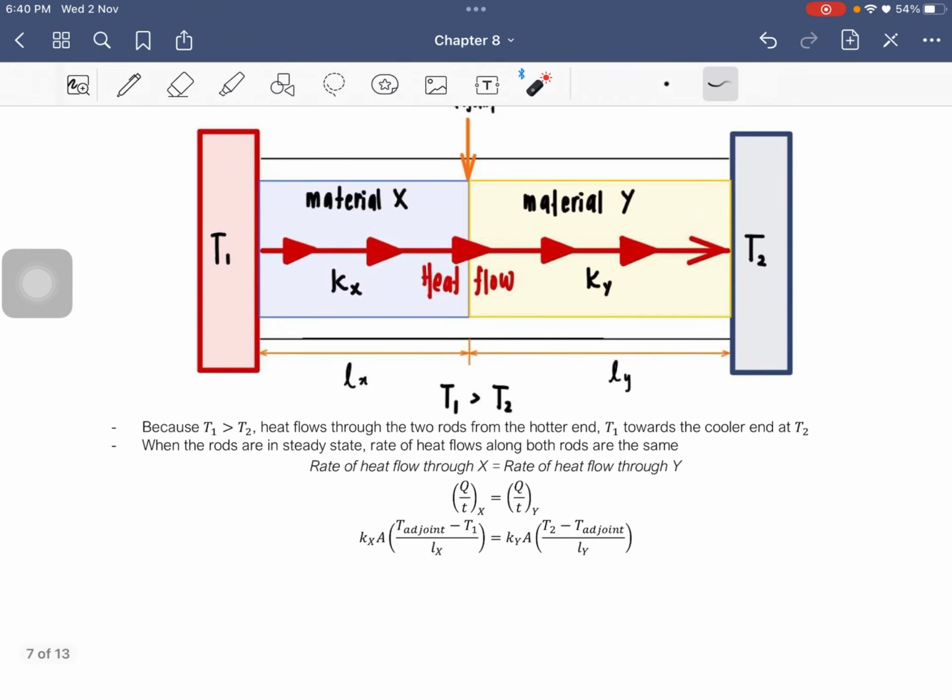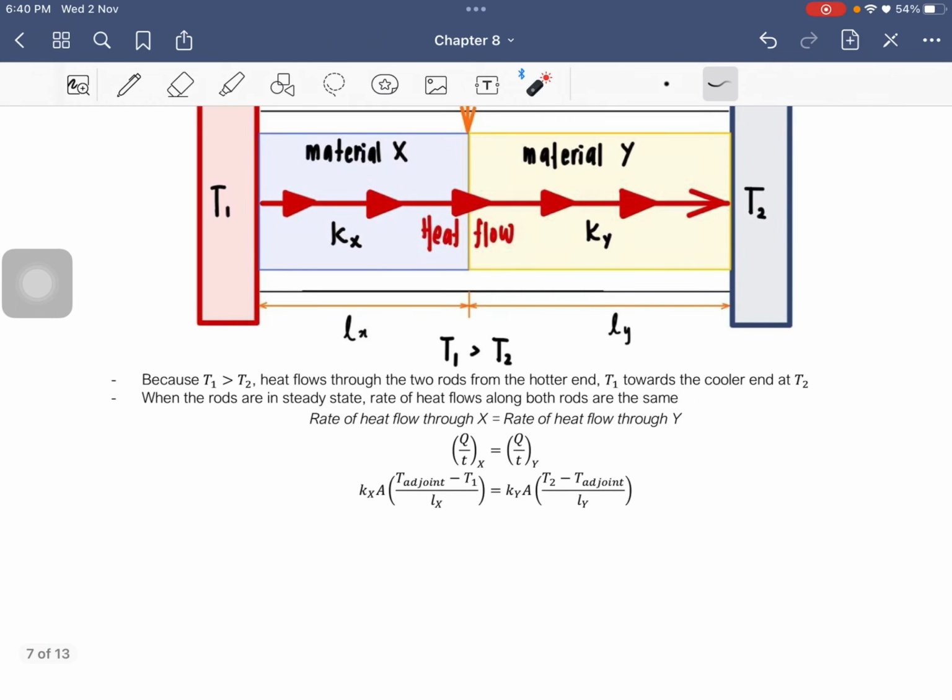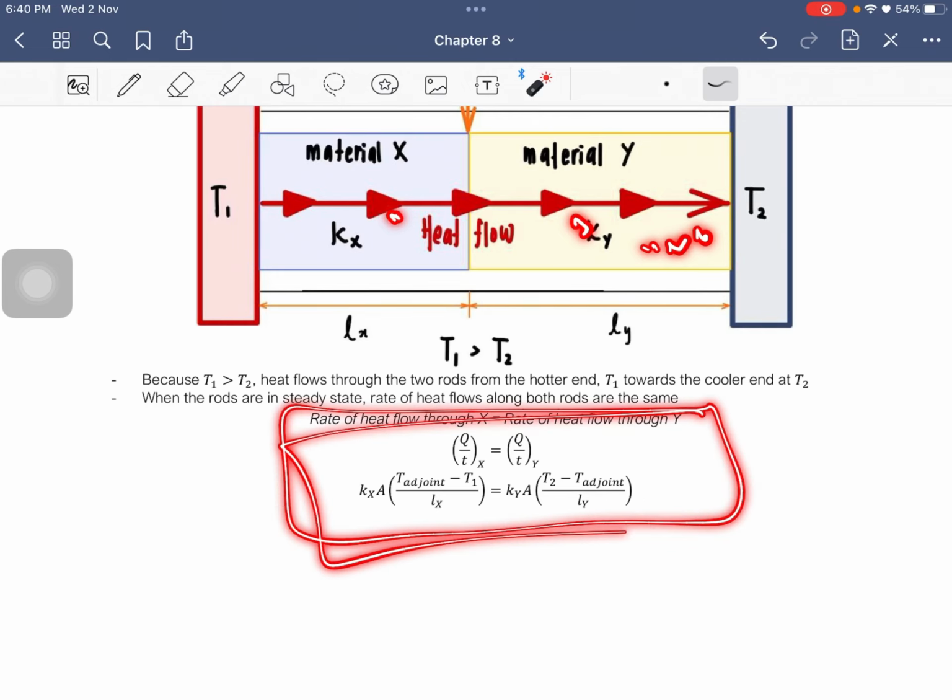Okay, so when the rods are in steady state, questions will always mention when they are in steady state, when the heat flow is steady, when they are in equilibrium. Okay, so what you can write is the rate of heat flow through material X should be equal to the rate of heat flow through material Y as well. So mathematically it is written this way.